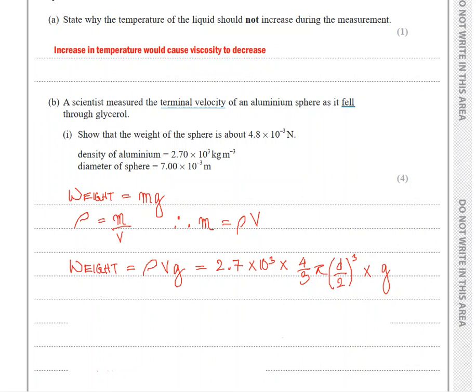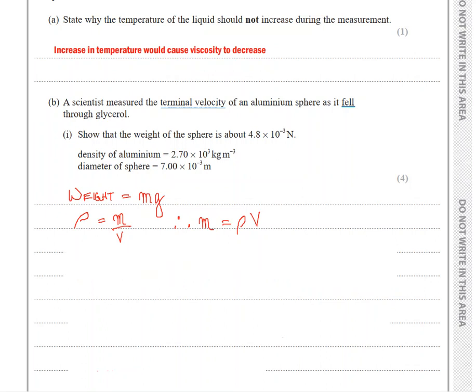Don't confuse this with the equation for upthrust. Well, it is the same equation for upthrust, but there is a major difference. In upthrust, the density is of the fluid, and in weight, density is of the solid object that you're dropping in that fluid. So weight equals rho vg. I have the value of density of aluminium given here. 4 by 3 pi d by 2 cubed gives me the volume, rho v, and finally multiply it with g.